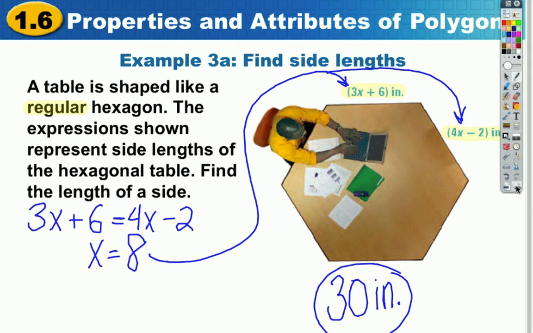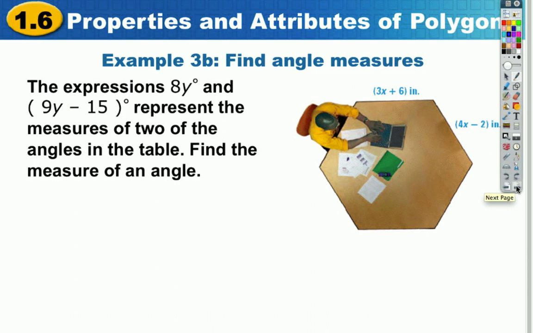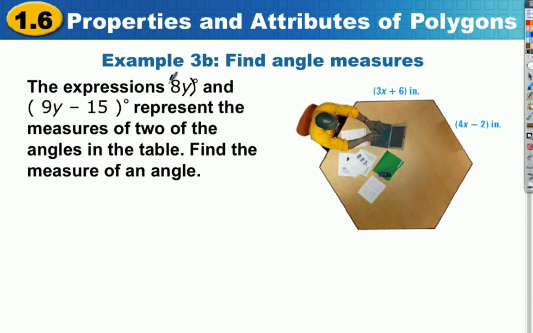You can just write part B because it's the same picture. I just added in some new information. The expressions (8y) degrees, and I made a mistake there, that should be parentheses, and (9y minus 15) degrees represent the measures of 2 of the angles. Find the measure of an angle.